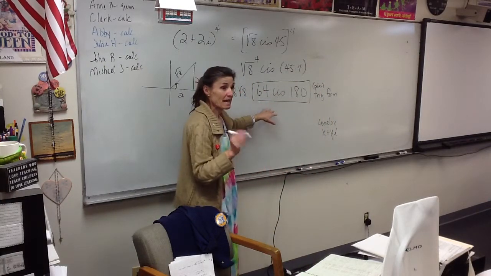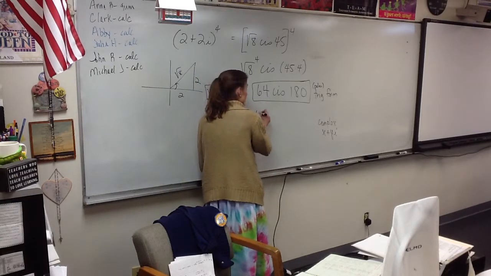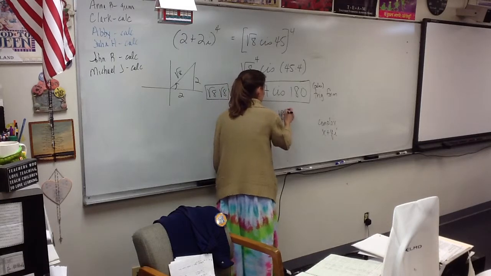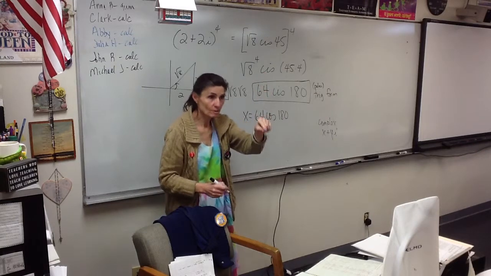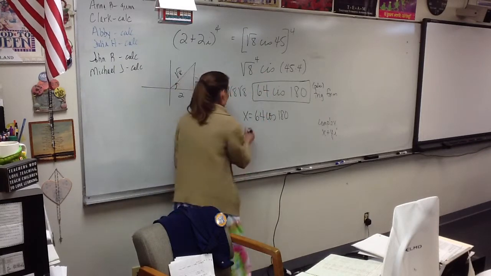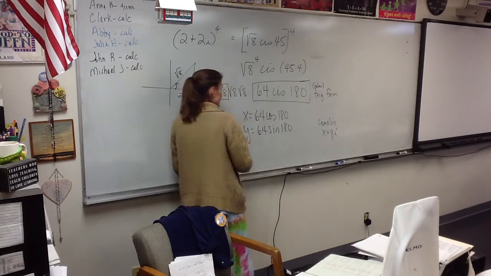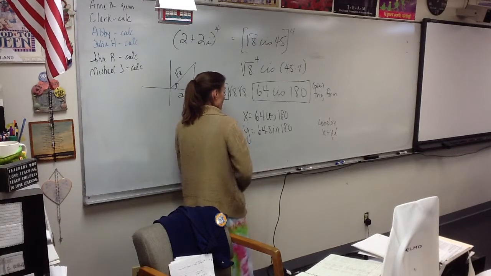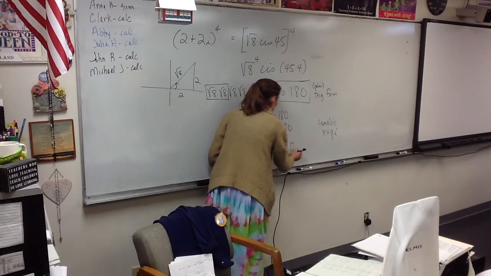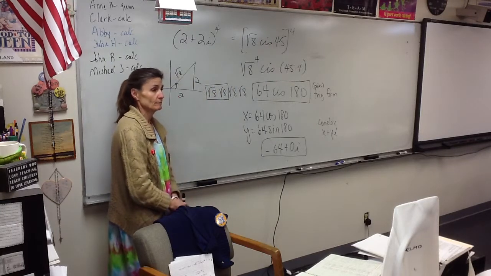So now we're going to find x. You know how to do this. X equals 64 cosine 180. Because what did we memorize x equals? R cosine theta. Y equals 64 sine 180. So take out your calculators, type this in, and tell me what you get for x and y. Negative 64 and 0. Negative 64 plus 0i. There is your complex form of your answer.